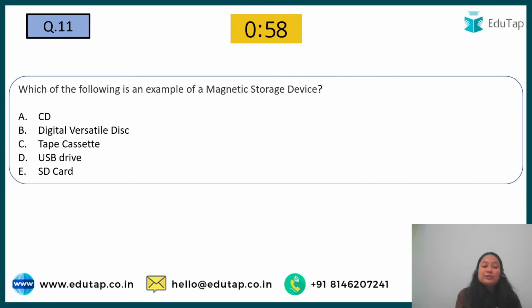Now, which of the following is an example of a magnetic storage device? Your options: CD, DVD or digital versatile disk, then you have tape cassette, then you have USB drive, then you have SD card. Now here one thing you need to understand, in the earlier generation of computers, we started using magnetic storage devices only.